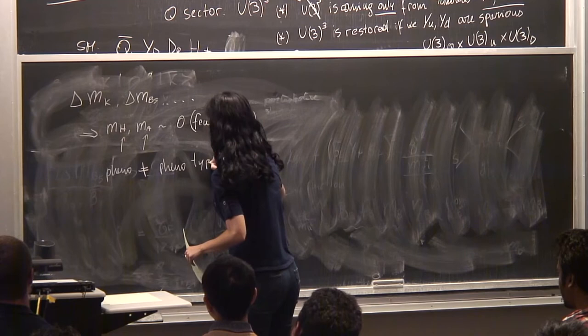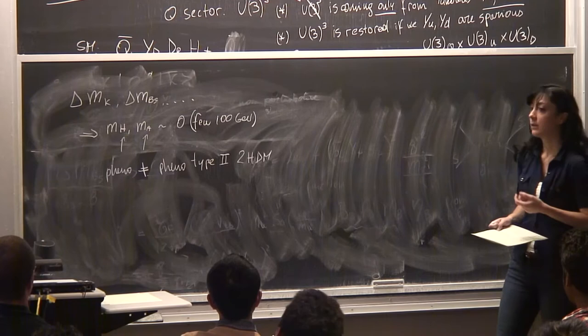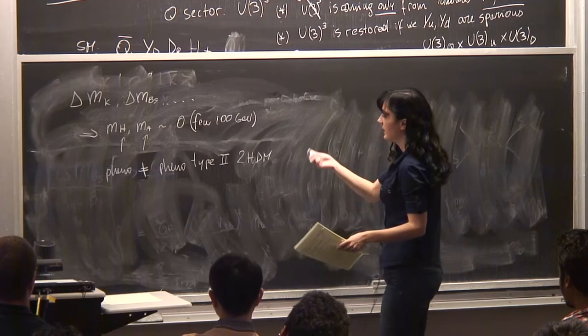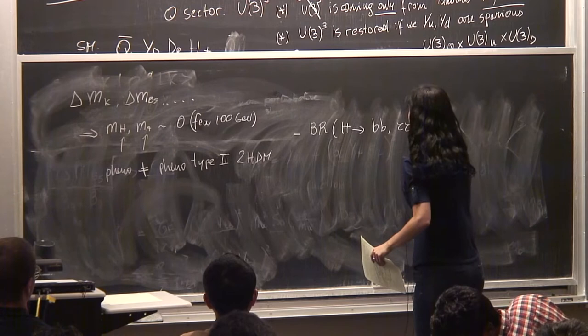That is, as I already said, the leading model that is searched for by ATLAS and CMS. So for the people that are interested, I can give you some references. But one interesting thing, the first thing that comes to my mind, is the branching ratios of the heavy Higgs to b bbar and tau tau. So let's write it this way.